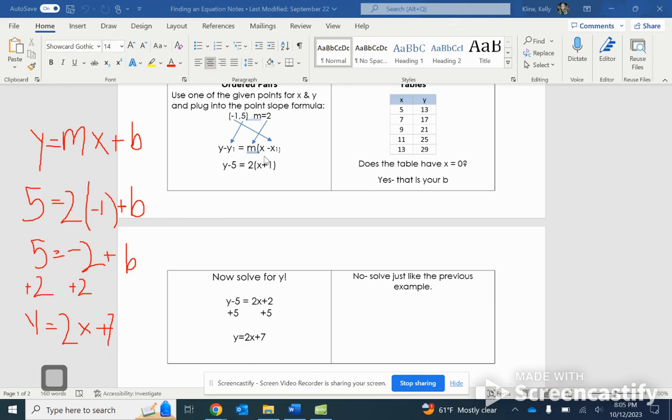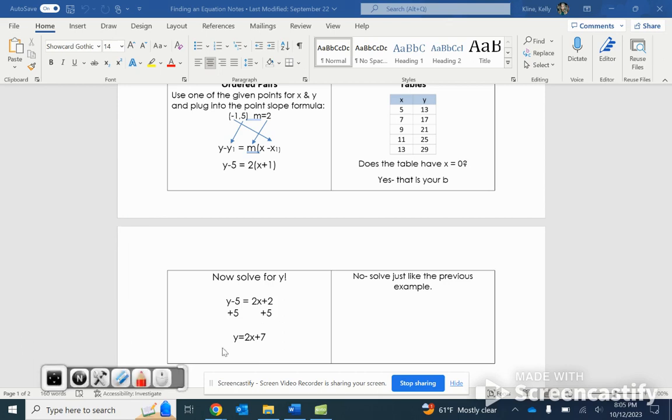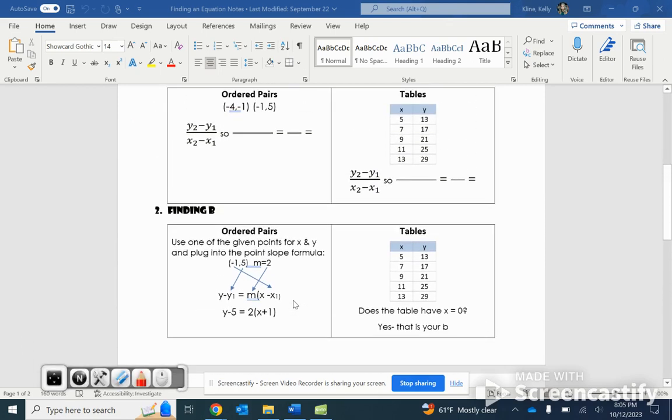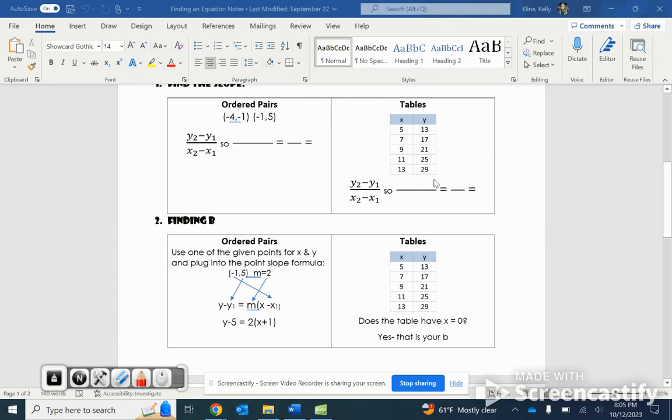This point slope formula, I believe, is a little bit faster, but when you plug it in, you've got to be careful about your negative signs. The other way is from a table. So when you have your table, again, you find your slope by subtracting. So 29 minus a 25 is going to be a 4. And then 13 minus an 11 is going to be a 2. So it's 4 over 2, which is a 2 over 1, which is just a 2.